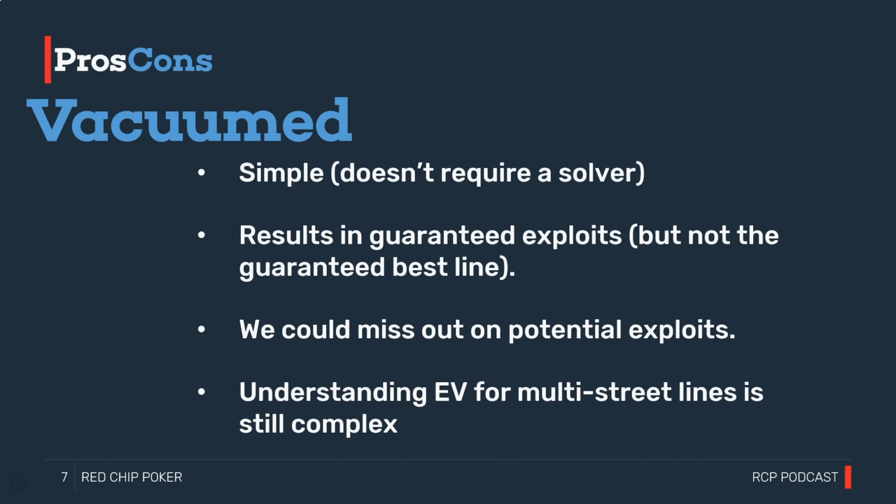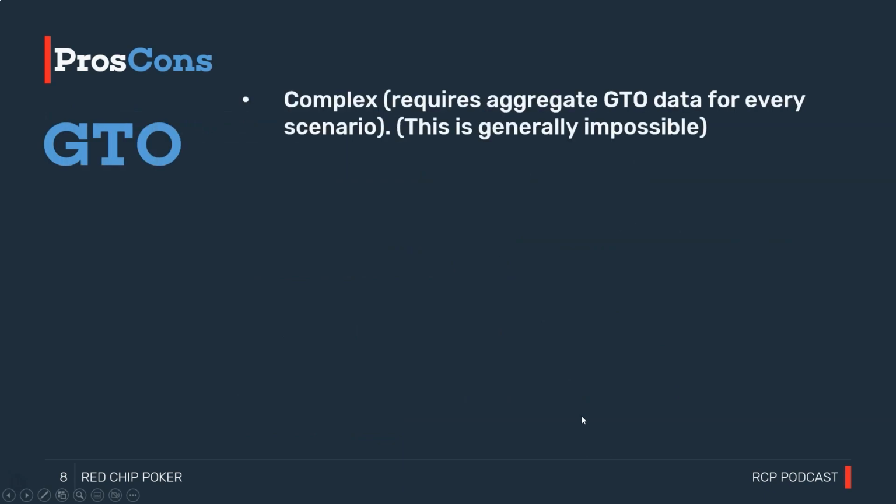So what we see with vacuumed EV analysis is as we go backwards in terms of streets, it gets slightly harder to use. In terms of a starting point for deriving exploitative strategies, however, I would recommend the vacuumed EV analysis, even though this is not the methodology that the vast majority of training sites, coaches, and books promote at this stage. Let's now think about the pros and cons of the GTO analysis approach.